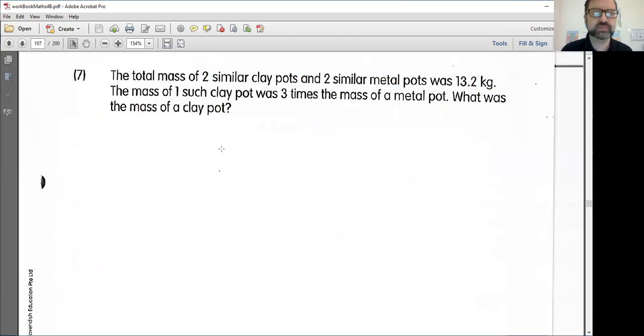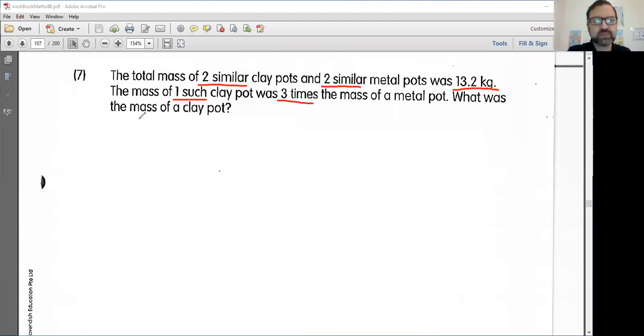All right, this one was a little confusing. Says the total mass of 2 similar clay pots and 2 similar metal pots. Once again, similar means these are the same kind of pot. So one's not big, one's not small, they're all the same. 2 similar clay pots and 2 similar metal pots is 13.2 kilos. The mass of 1 such clay pot was 3 times the mass of a metal pot. What is the mass of a clay pot?